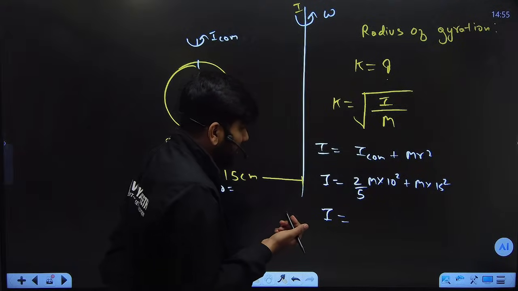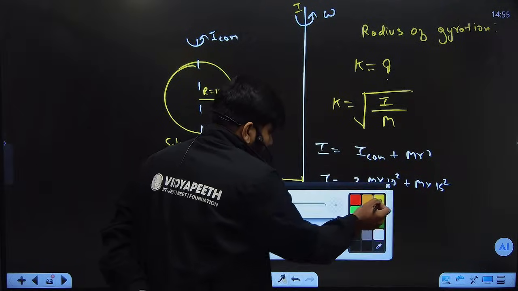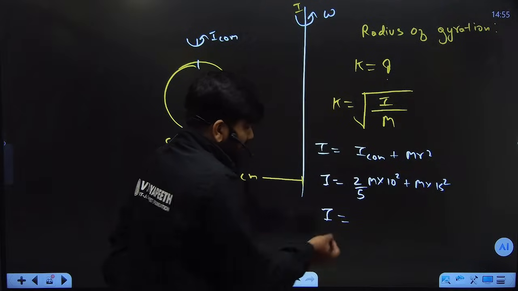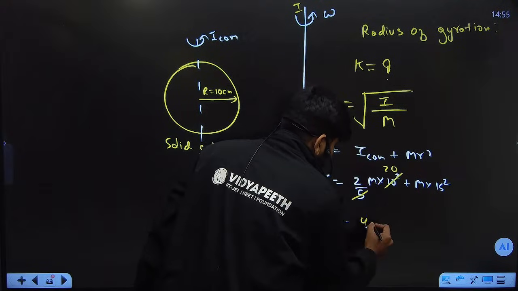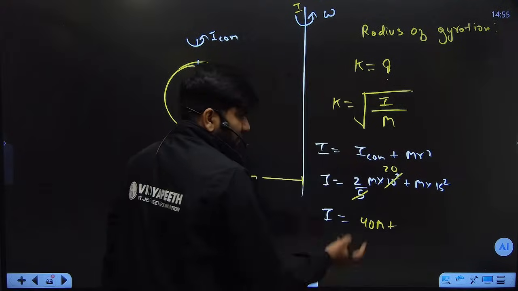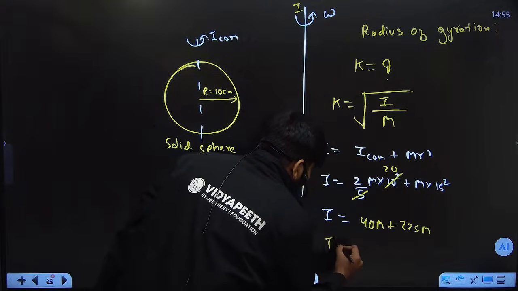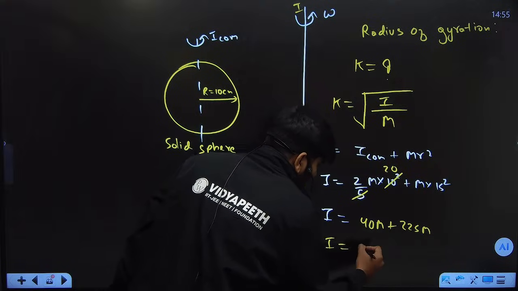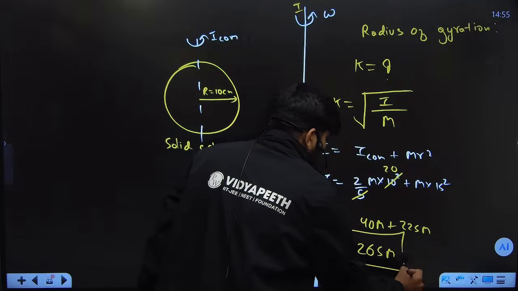Now I will just take the LCM and check. We can take anything common first. Good thing is we don't have to take the LCM, because this 10 square will be 100, and 100 by 5 is going to be 20. So we are getting 40m plus 15 square, which is 225m. Right. So I is going to be how much? 225 plus 40, 265m.